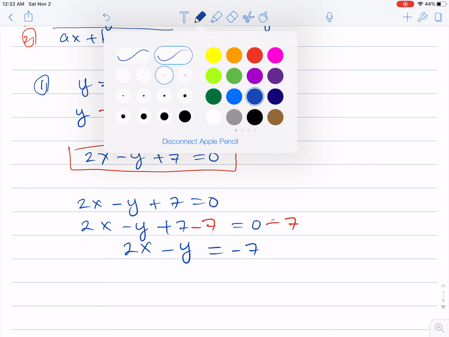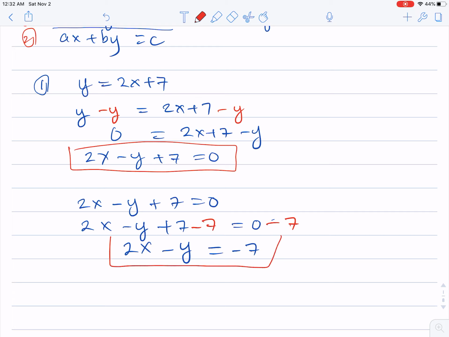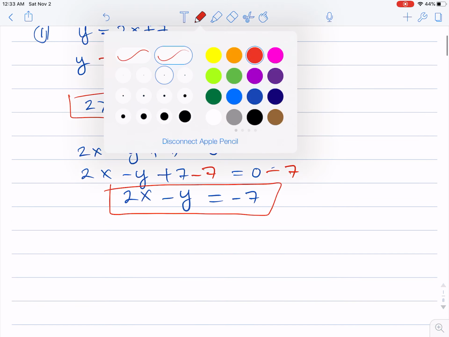Therefore, ito yung ating pangalawang form. So, either of the two is correct. Depende na lang sa teacher nyo kung saan pinapa-convert, kung sa form 1 ba o sa form 2. Okay? Let's have one more example before we end.